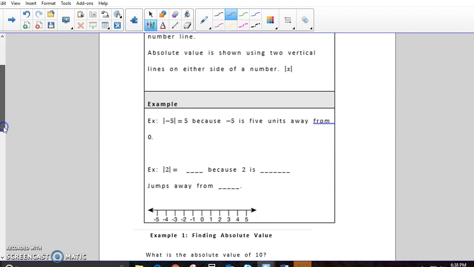So for example, the absolute value of -5 is 5 because -5 is simply 5 units away from 0. The absolute value of 2 is just 2 because 2 is 2 jumps away from 0. And the absolute value of -2 is also 2 because it is 2 jumps away from 0.